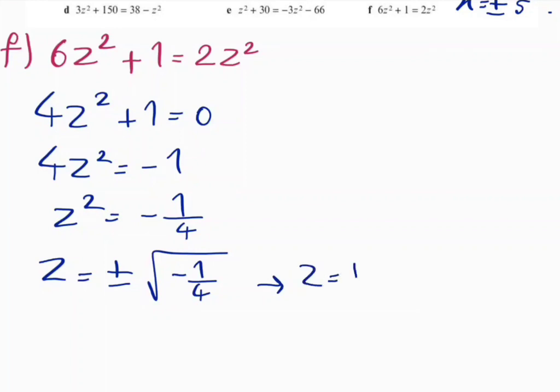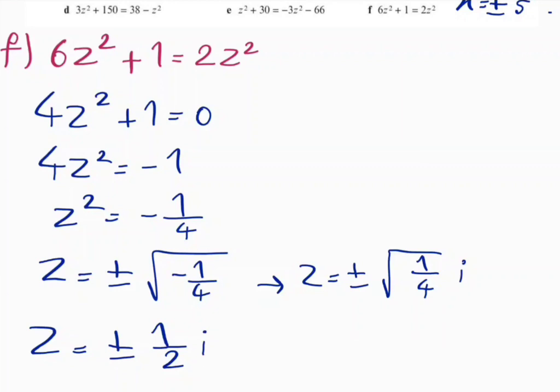And we know that the square root of minus 1 over 4 can be written in this form, 1 over 4i, because root minus 1 is i. And now fortunately we can take the square root of 1 over 4 without anything special to do here, because the square root of 1/4 is just a half. So the answer is plus or minus a half i.